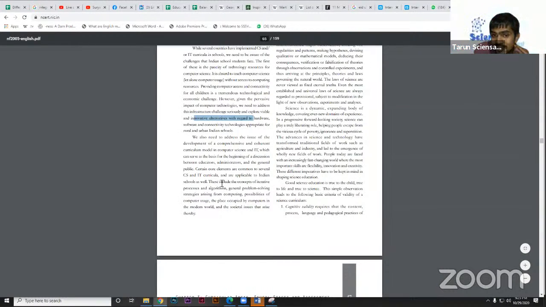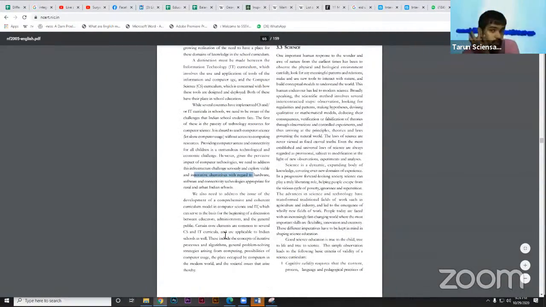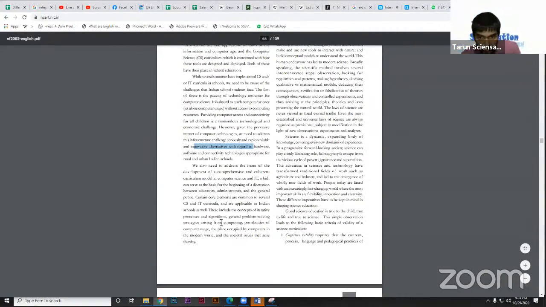These include concepts of iterative processes and algorithms, general problem-solving strategies arising from computing, possibilities of computer usage, the place occupied by computers in the modern world, and the societal issues arising thereby. I think this is something which deserves a lot of attention.